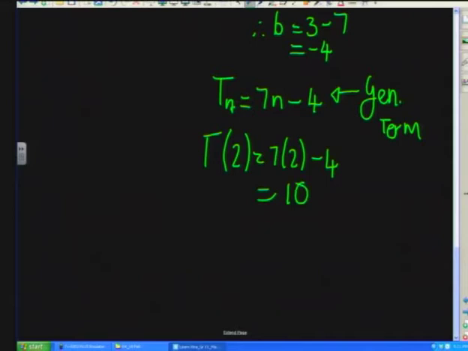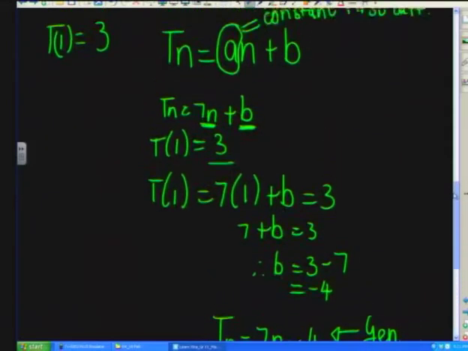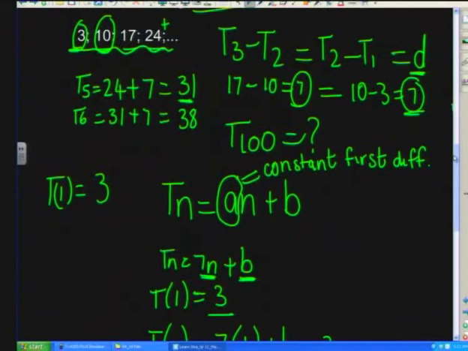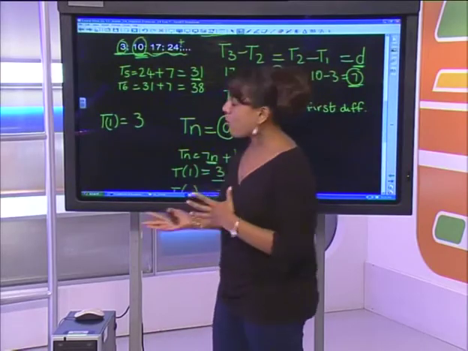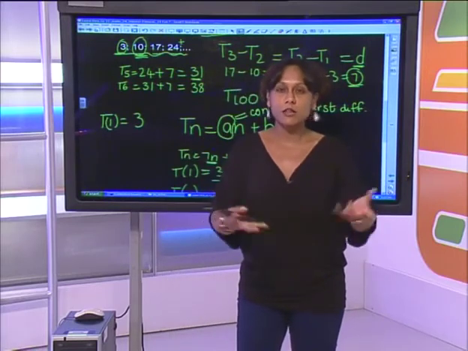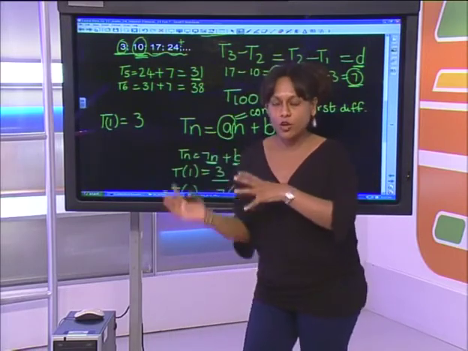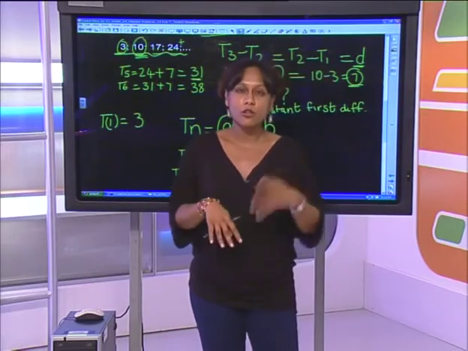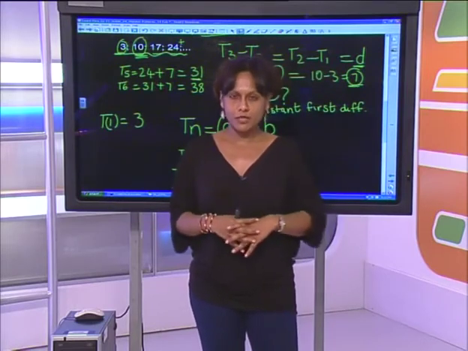And then let's go back and have a look at the sequence, and we see term 2 is in fact 10. So therefore, our formula is one that makes sense. It is one that's working with the sequence that we've got. So we have found the correct values for A and for B.